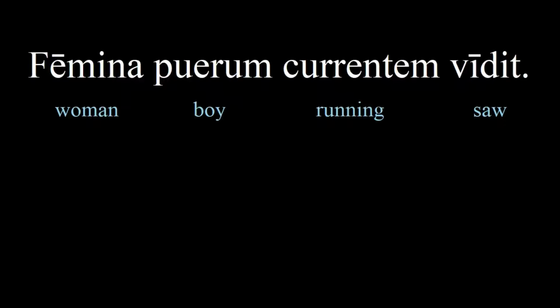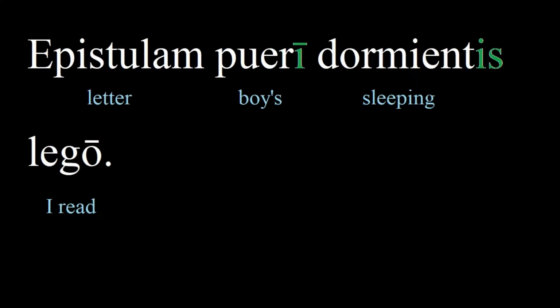Let's try one that's a little harder. Say, I read the sleeping boy's letter. Epistulam pueri dormientis lego. We have to decline both the boy and sleeping in the genitive form because they are a unit. Adjectives always match the nouns they modify, although sometimes they don't look alike because they are different declensions.